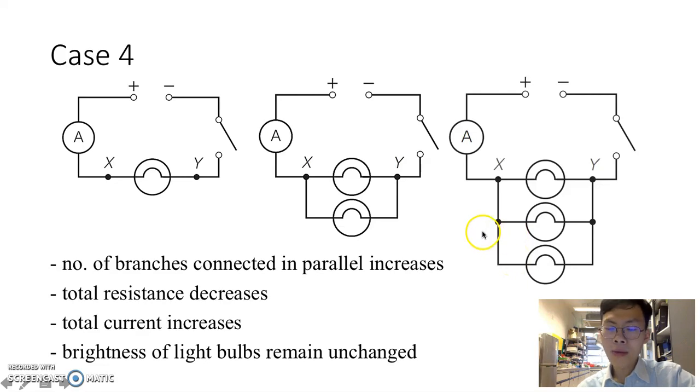Okay, so in parallel circuits, you can recognize that the total current will increase if we add more branches connected in parallel, and the voltage will be the same. And then let's come to case 5.